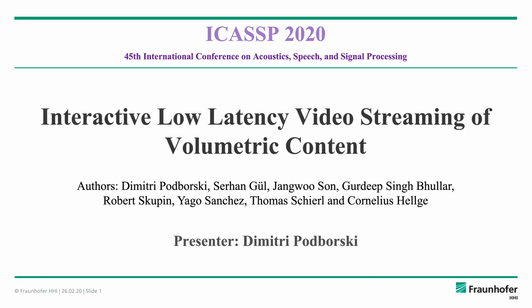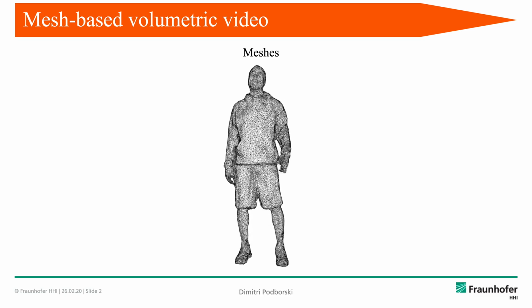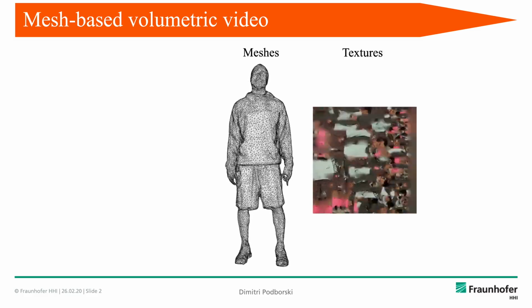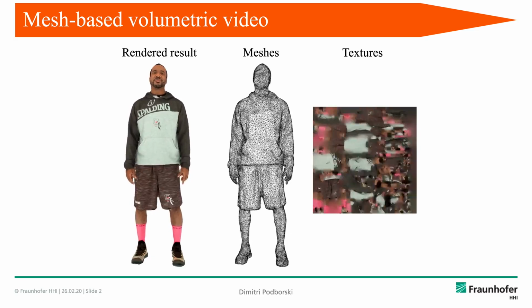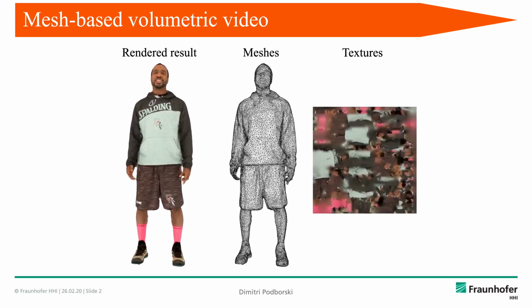Okay, as I already mentioned, the title of our paper is Interactive Low Latency Video Streaming of Volumetric Content. So let's talk about volumetric content first, since there are different representations of how volumetric video can be constructed. We are using a mesh-based volumetric video. Our video consists of a sequence of meshes with the corresponding sequence of textures, which when rendered together result in a volumetric video which you can then use in your scene and have full control of.